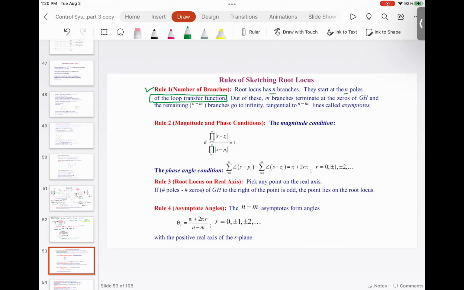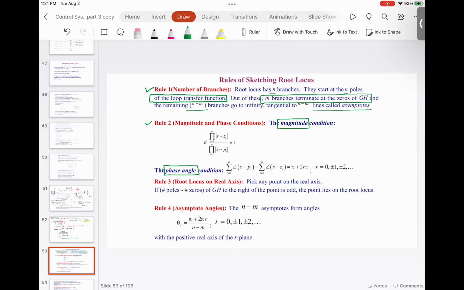Out of these, m branches terminate at the zeros, where the numerator of this transfer function becomes zero. The remaining branches go to infinity, and these lines are called asymptotes. Rule number two is you have to look at the magnitude and phase. There are two conditions: one is the condition for the magnitude, and the other is the condition for the phase.